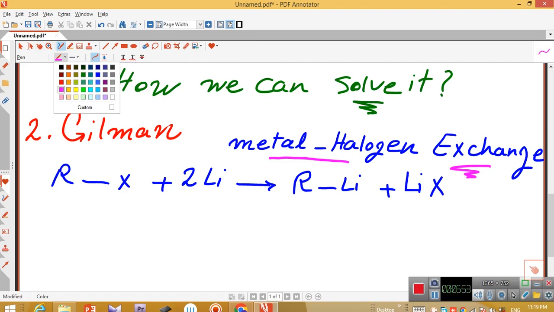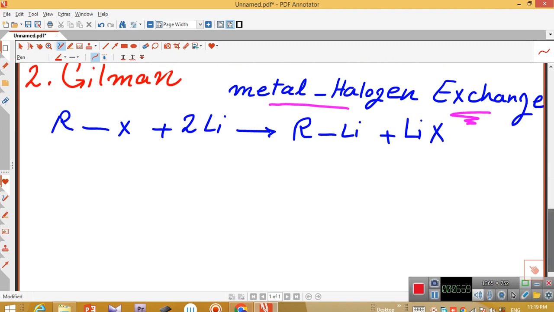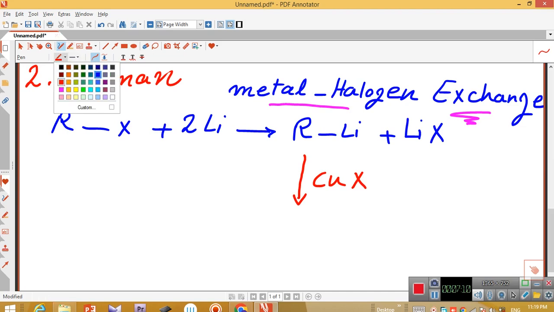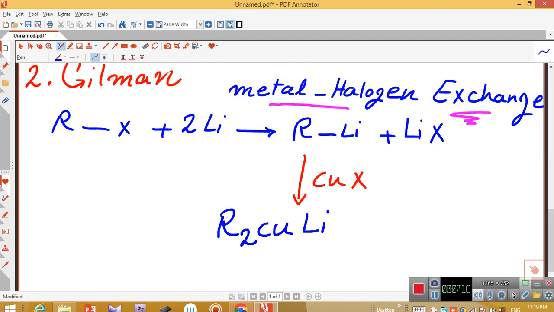Just instead of X, which is halide, put your metal. Which is the metal here, my friend? Lithium. So instead of X or halide, put lithium. So it is R lithium plus lithium X. After that, we add copper halide to alkyl lithium. So we react alkyl lithium with copper halide.